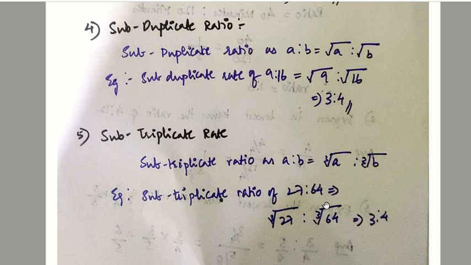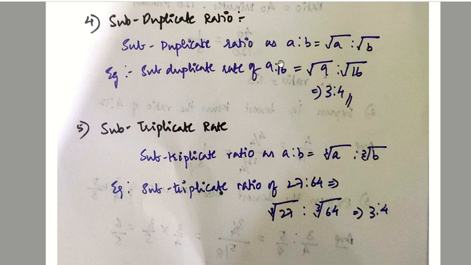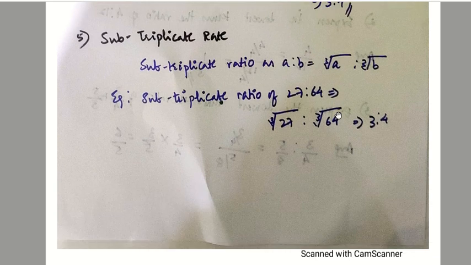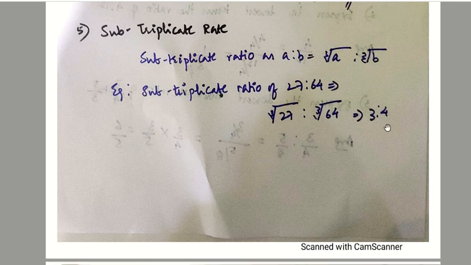Then we have the sub-duplicate ratio. The sub-duplicate ratio of A is to B is the square root of A is to the square root of B. For example, to find the sub-duplicate ratio of 9 is to 16, the square root of 9 is 3 and the square root of 16 is 4. And the sub-triplicate ratio is the cube root. The sub-triplicate ratio of A is to B is the cube root of A is to the cube root of B. So for 27 is to 64, the cube roots give 3 is to 4.